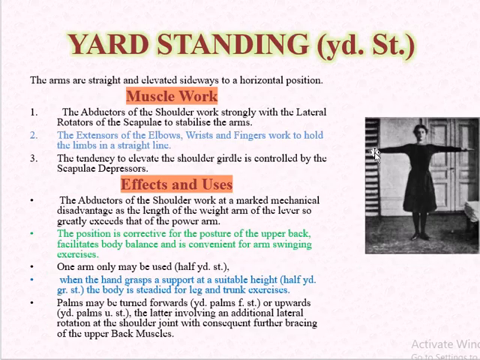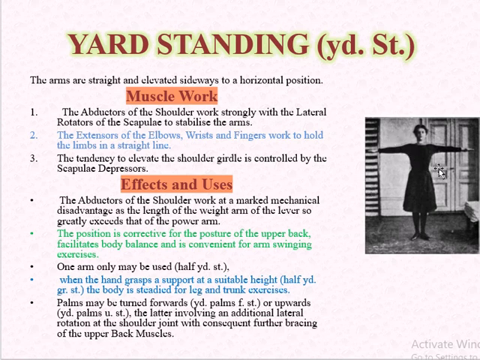Yard standing. As the name shows, yard standing means arms are straight and elevated sideways to a horizontal position. Muscle work. The abductors of the shoulder work strongly with the lateral rotators of the scapula to stabilize the arm. The extensors of elbow, wrist, and fingers work to hold the limbs in a straight line. The tendency to elevate the shoulder girdle is controlled by the scapular depressors.